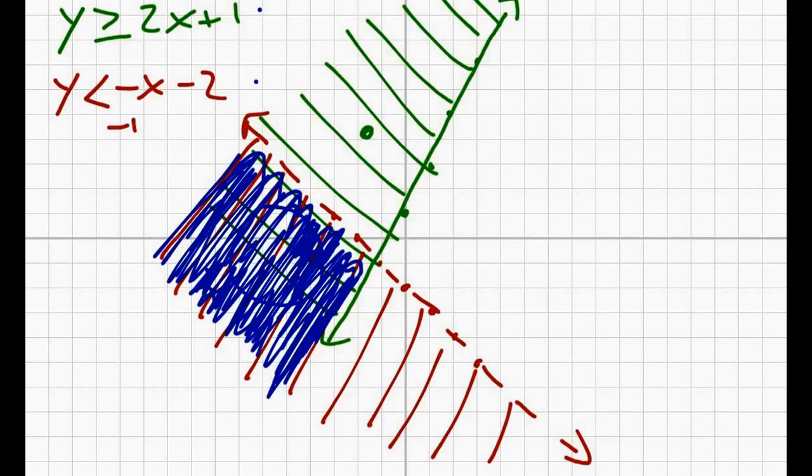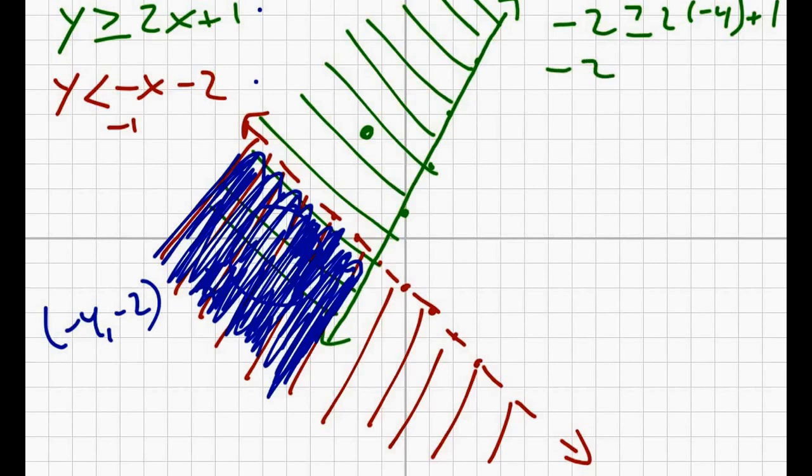So we're going to try one. Let's take, I don't know, 1, 2, 3, 4. Looks like negative 4, negative 2 is in the blue region. So we'll plug it into our first inequality. Negative 2 greater than or equal to 2 times negative 4 plus 1. 2 times negative 4 is negative 8. Negative 8 plus 1 is negative 7. And negative 2 is greater than or equal to negative 7.